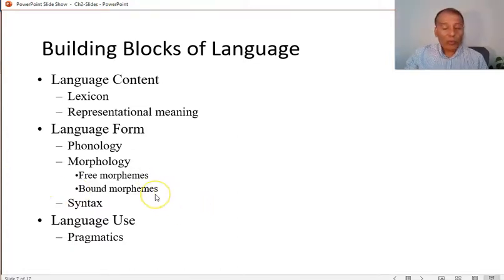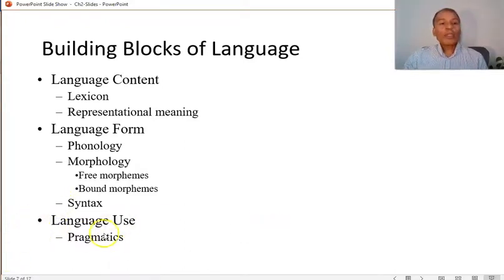So these are examples. We have bound morphemes like ness. For example, kind, when you say kindness. Ship, friendship. So again, these are examples of bound morphemes. So morphology is the science of word formation, the study of word formation. Syntax is grammar. Syntax is the scientific study of grammar of a given language.